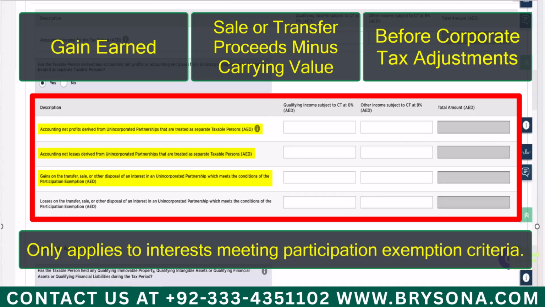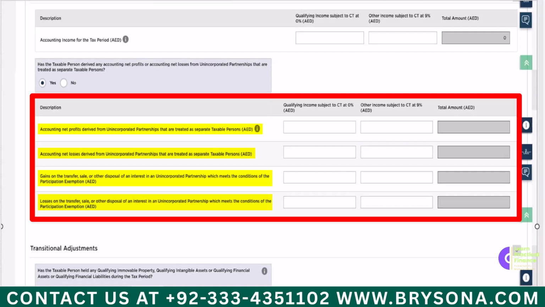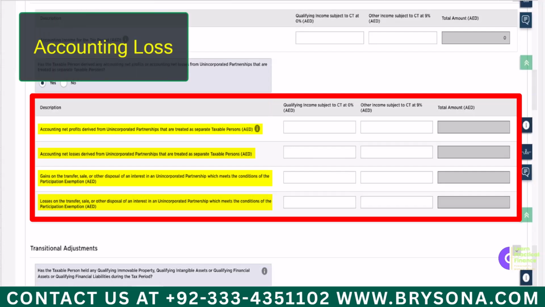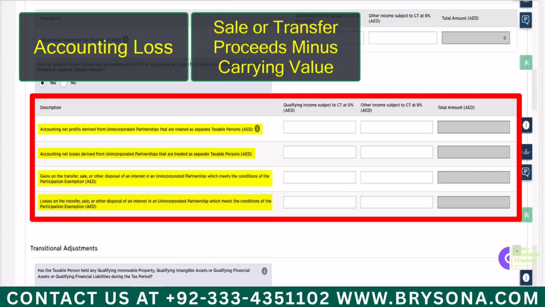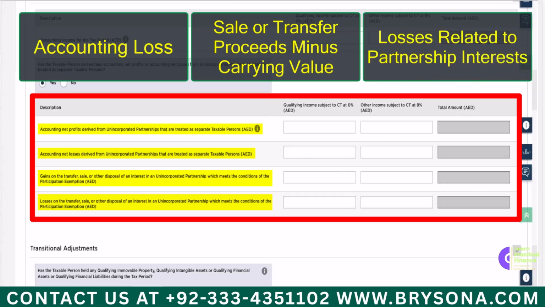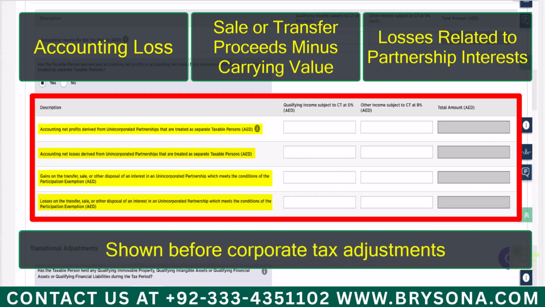The last line item is losses on the transfer, sale, or other disposal of an interest in an unincorporated partnership which meets the conditions of the participation exemption. It is the accounting loss recognized when a partner transfers, sells, or disposes of an ownership interest in a qualifying partnership. It is calculated as sale or transfer proceeds minus carrying value, and only includes losses related to partnership interests meeting participation exemption criteria. It is shown before corporate tax adjustments.